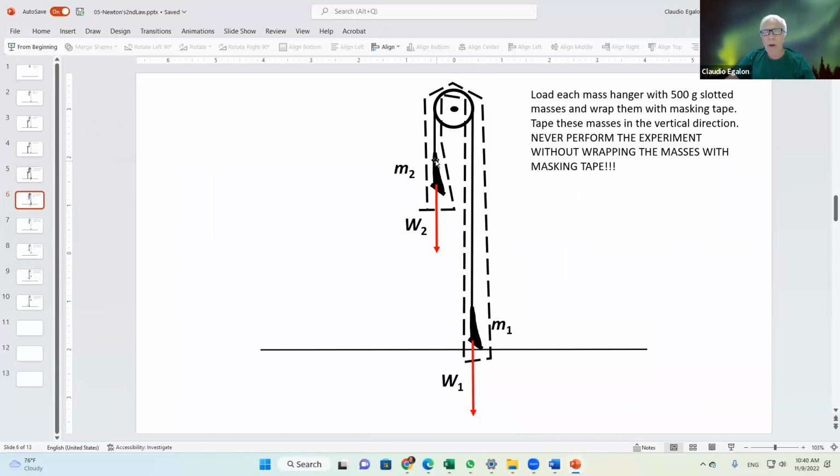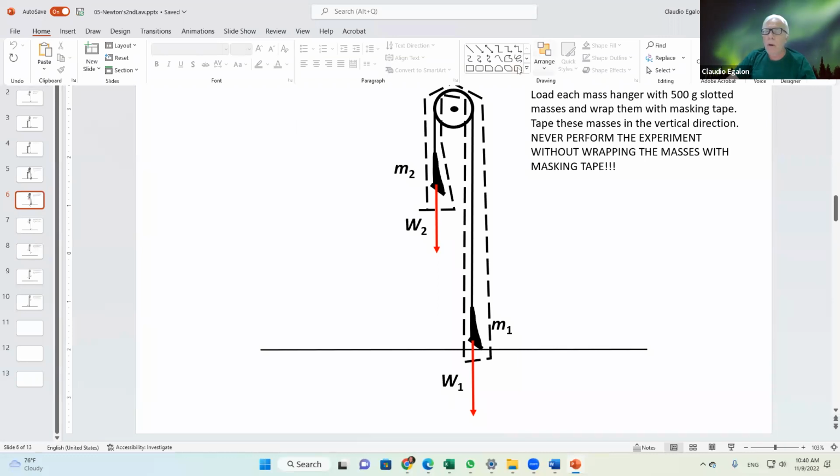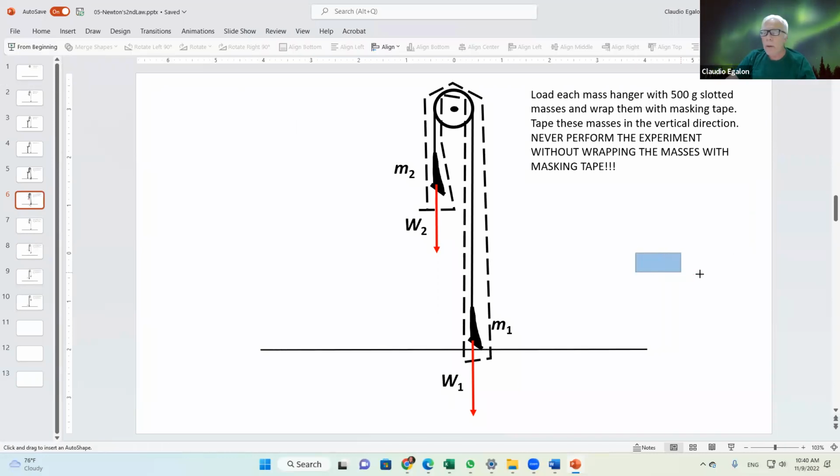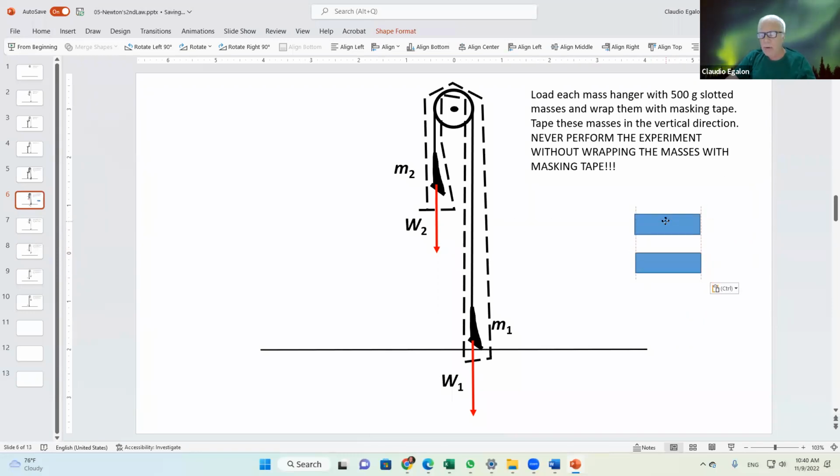Whatever little slotted mass that we have here, we repeat the experiment with one value of M1 and another value of M2, right? And then repeat the experiment with another value of M1 and M2, but keep it constant. Okay? So let me just illustrate it too, so you have a better understanding. Here you go. Here is my support for the slotted mass, okay?